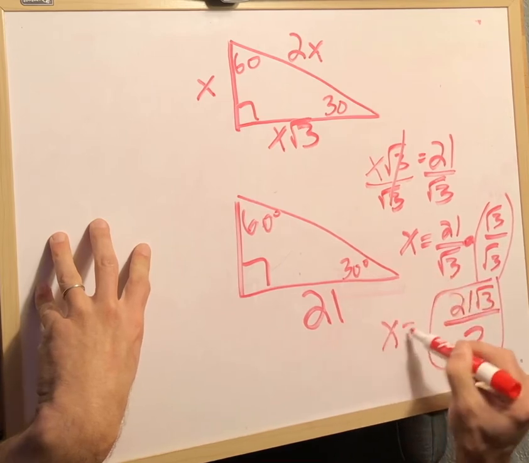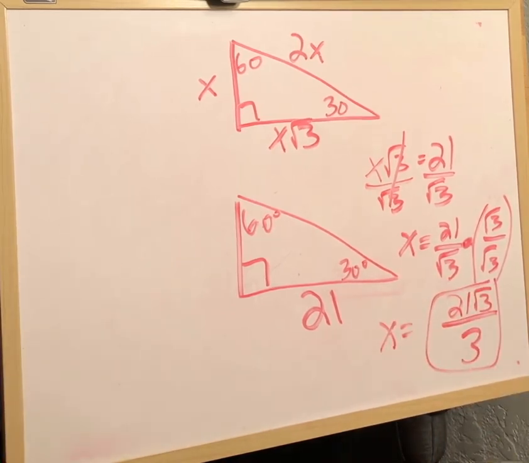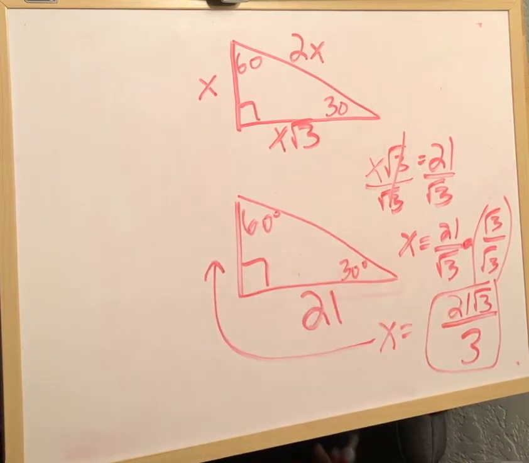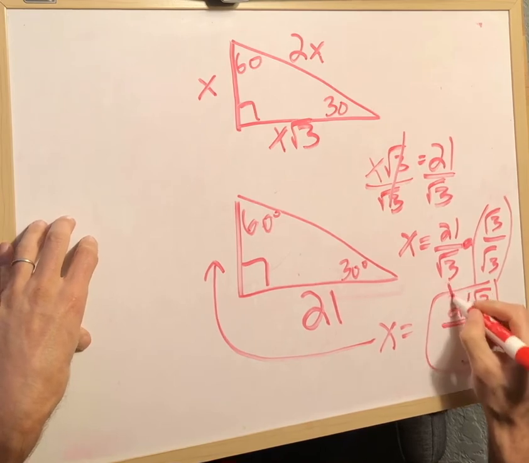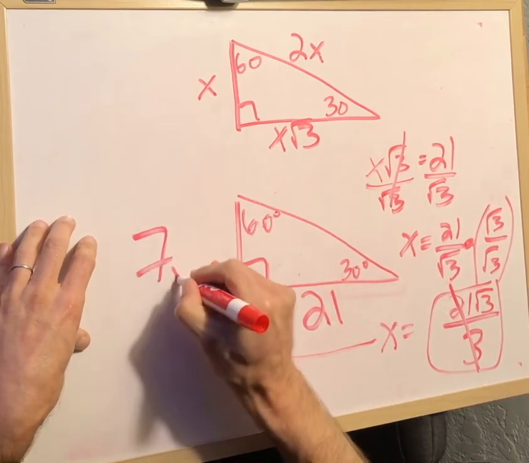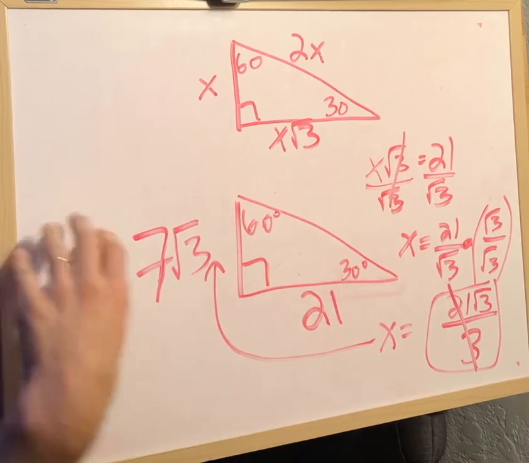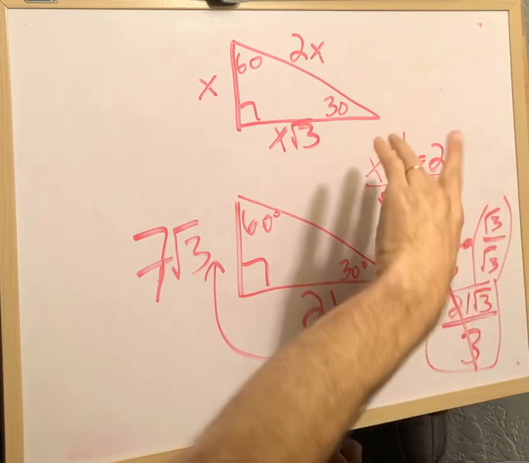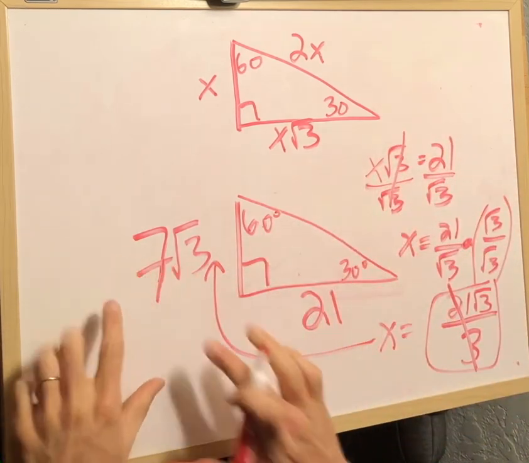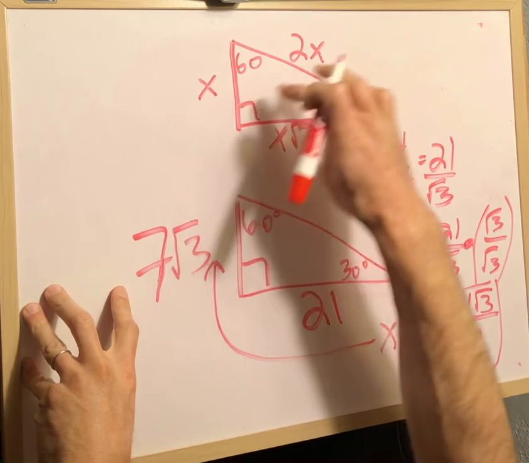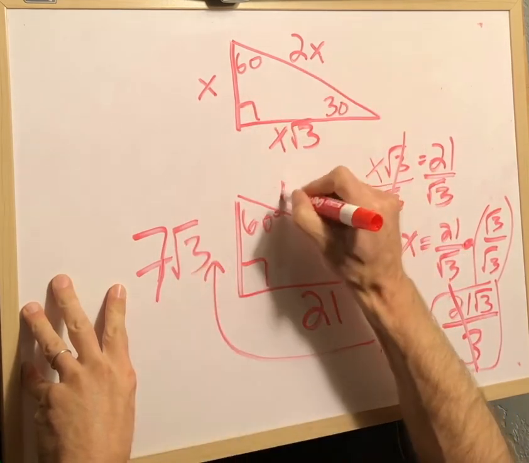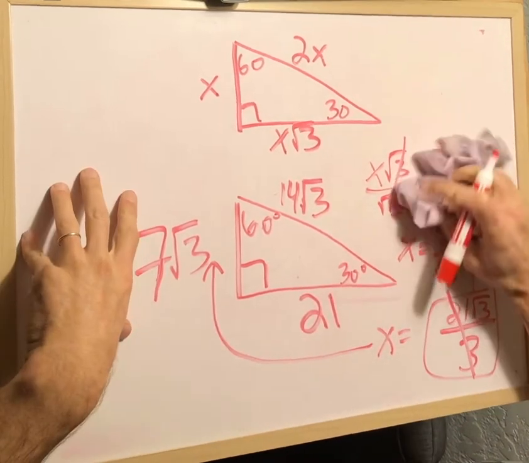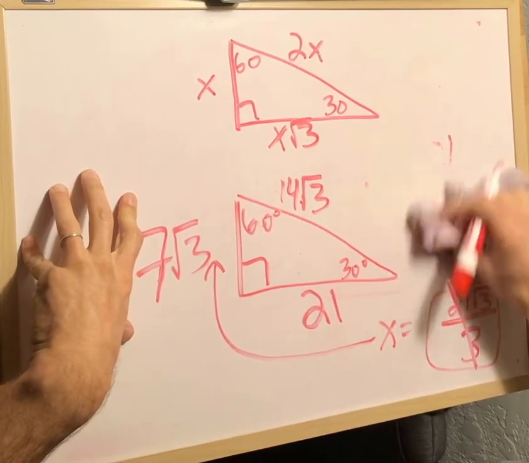See how it says x equals? What is x? It's this side right here. But look, 21 divided by 3 is 7, with that root 3. If I lost you, rewind this video and just go step by step over what I just did again. Now look, this is 7 root 3. This side is always twice that. So 2 times 7 is 14 root 3. Now, I just found all 3 sides.